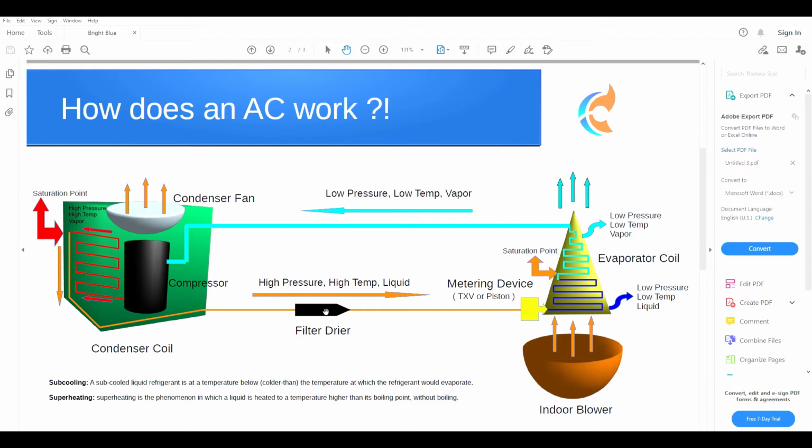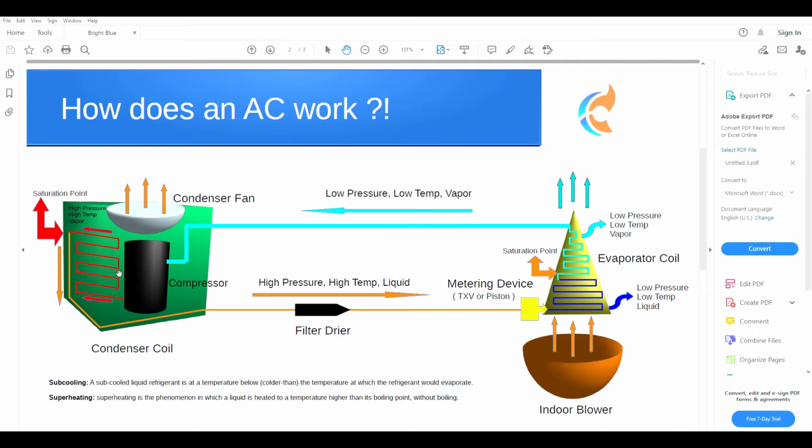This one here is the filter dryer. Here is your metering device. As I said here, it's either a TXV or a piston for residential applications. This is your compressor, condenser fan, and indoor blower, and yeah, that's all about it. So the way that the system works, we're going to start from the compressor. Off the compressor, there will be high pressure, high temperature vapor refrigerant coming out.